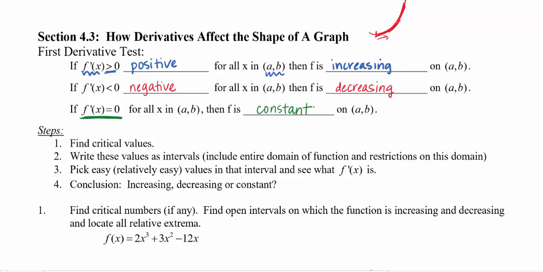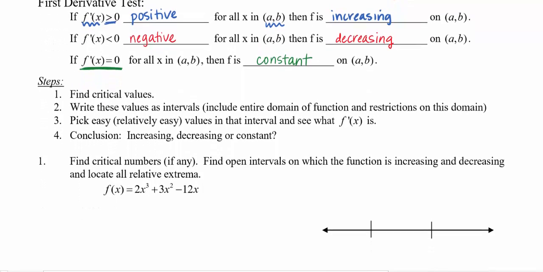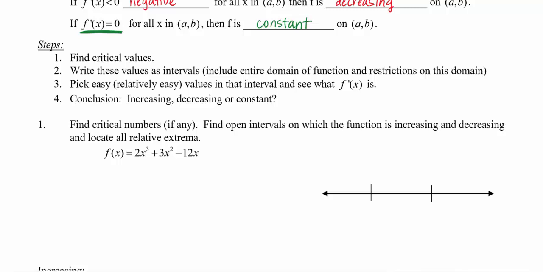You are constant. So I'll show you these steps and we'll go through them, but what you're going to basically do is find these critical values that we looked at already. We're going to write these values as intervals on a number line. We're going to pick relatively easy values, and we're going to see what f prime of x is, positive or negative, and then we can make our conclusion. Are we increasing, decreasing, or constant? So I suppose we should add the or 0 there, but hopefully we're only 0 at those boundaries.